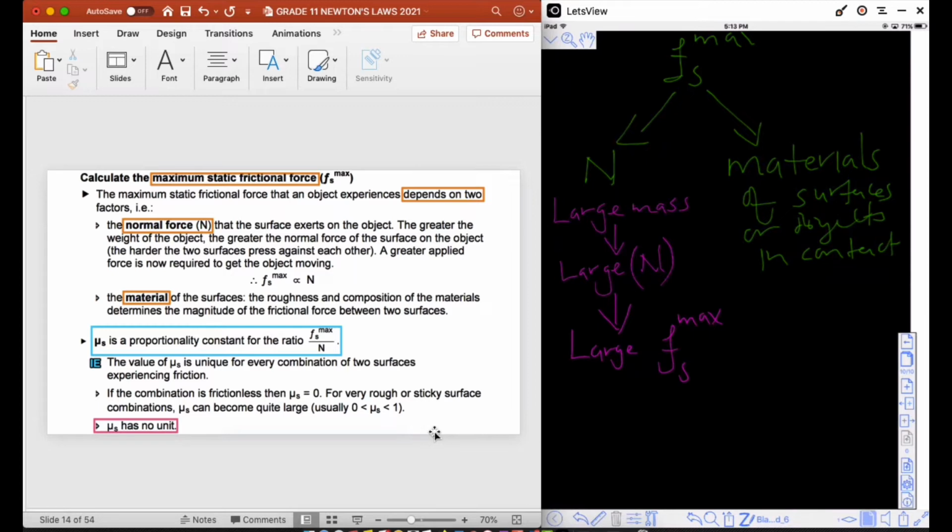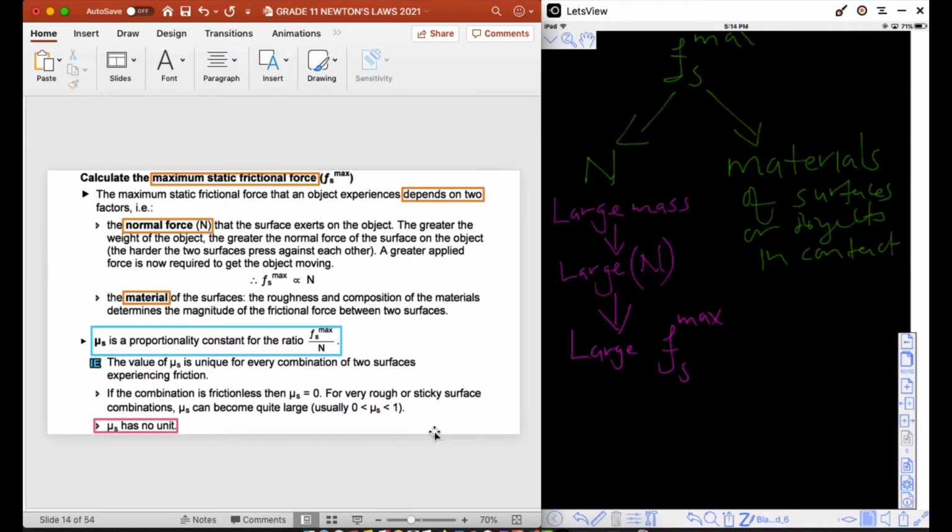We're saying the maximum static frictional force depends on the normal force and the materials of the surfaces that are in contact. And looking at the normal force, if an object has a larger mass, then it's going to produce a larger normal force. And that larger normal force, since it's directly proportional to the maximum static frictional force, is going to produce a larger maximum static frictional force. And this makes perfect sense. Why am I saying so?